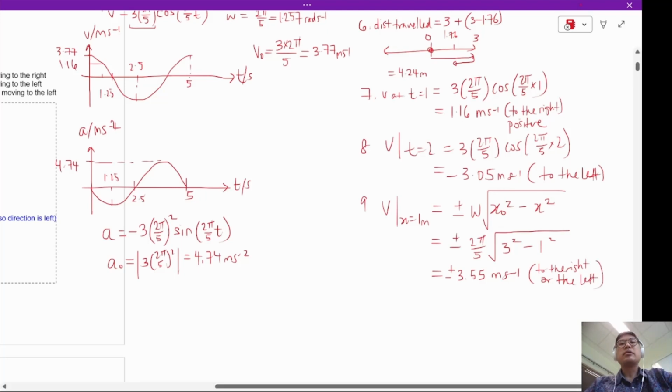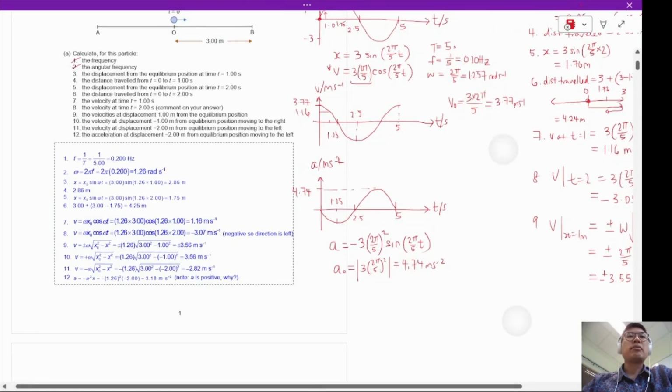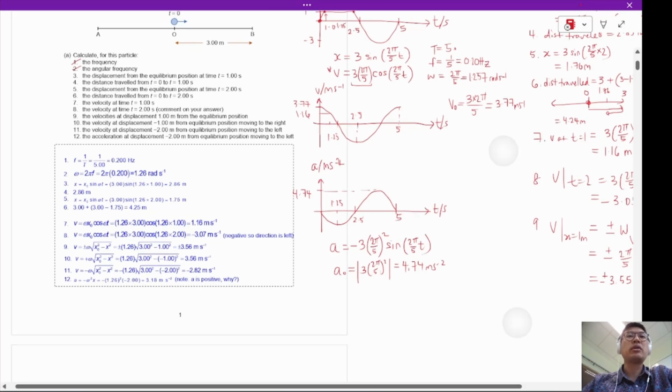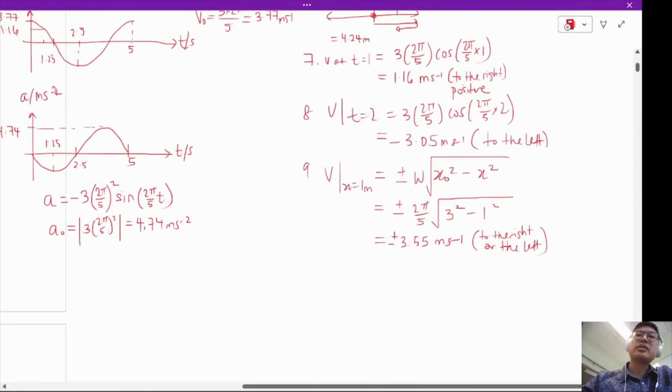Okay, so at the displacement of 1 meter, it could be either moving to the right at 1 meter or moving to the left at 1 meter. Now let's take a look at question 10. What is the velocity at displacement minus 1 meter from equilibrium position moving to the right? Okay, so let's try again.